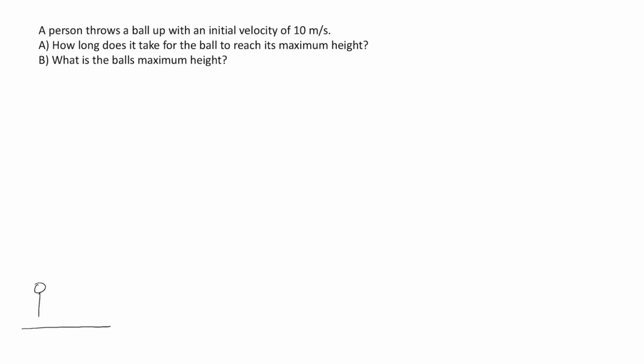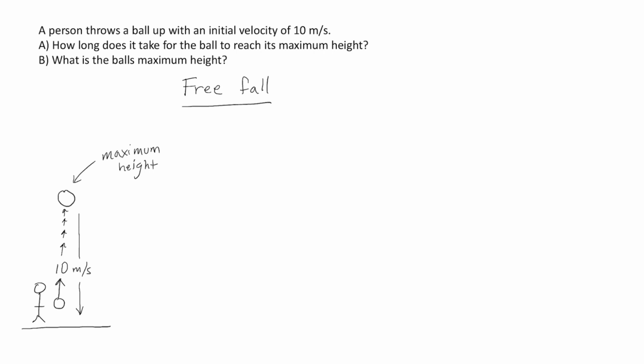In this question, we have a person who throws a ball up with an initial velocity of 10 meters per second. The ball travels up until it reaches a maximum height, after which it drops back down until it hits the ground. Now, before we even jump into the question, I want to make it clear that this ball is moving with free fall motion.